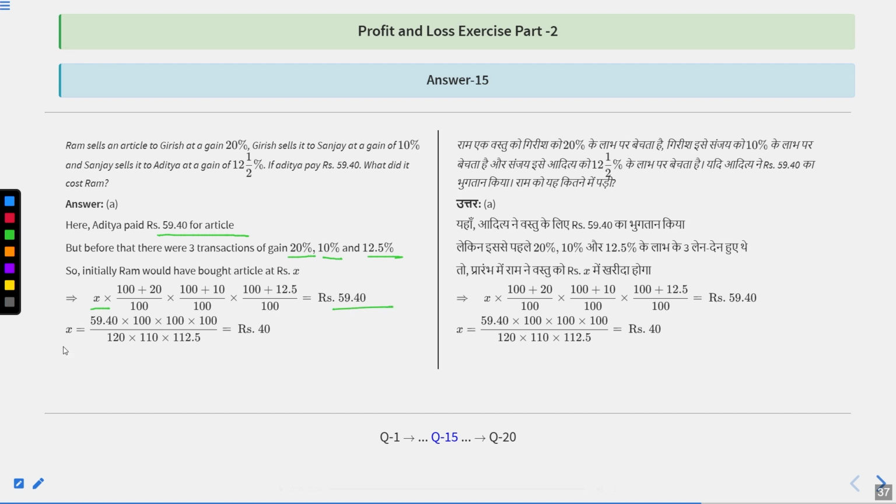When we calculate it, we can write X equals 59.40 multiplying by 100, multiplying by 100, multiplying by 100, upon 120, multiplying by 110, and multiplying by 112.5. When we calculate it, we get X equals 40 rupees. Clear? So A is the correct answer.